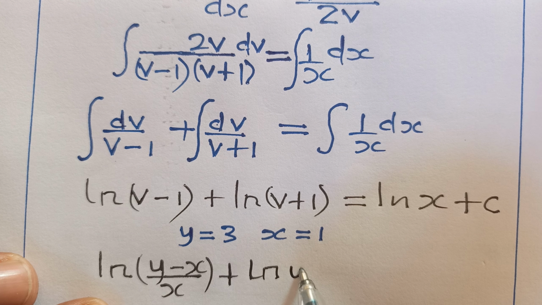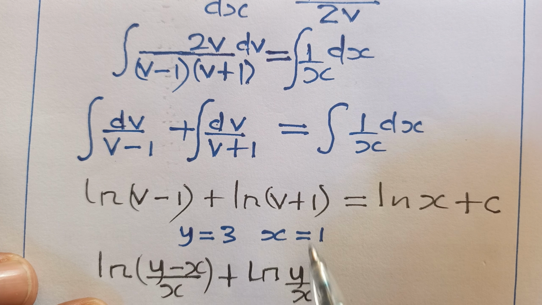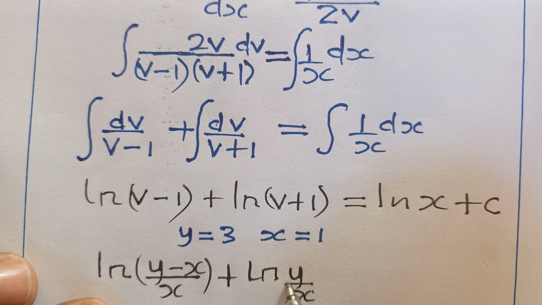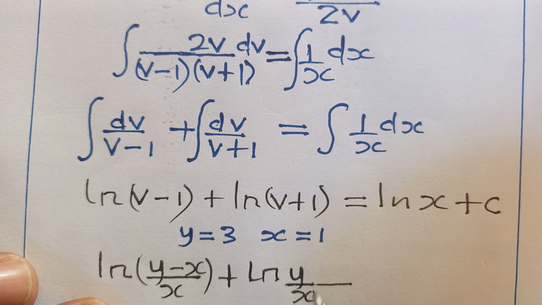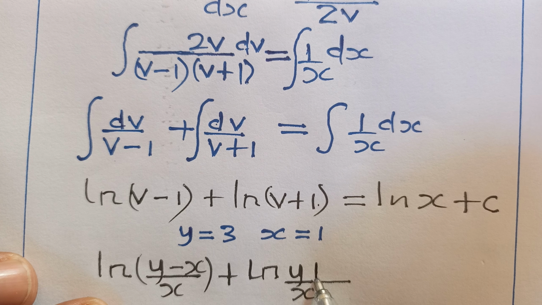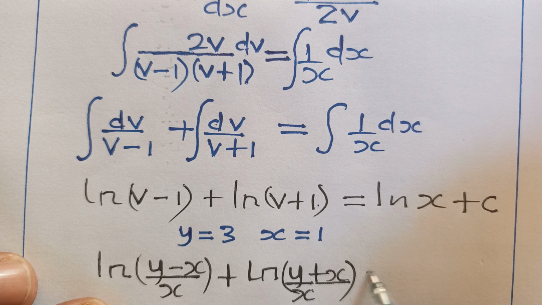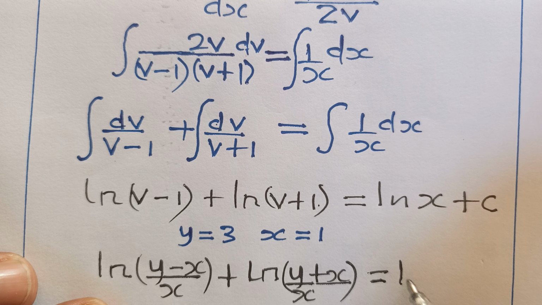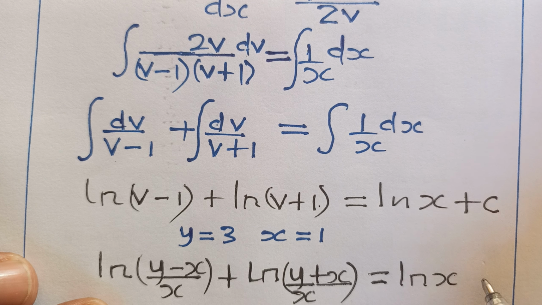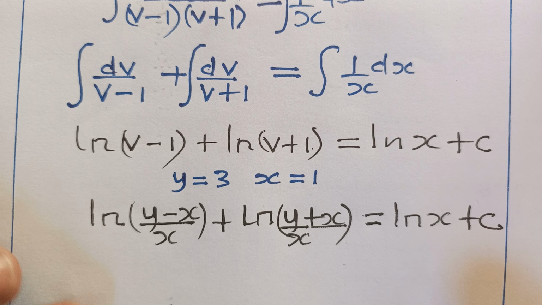So instead of writing y over x plus 1, guys, I can write all of it under the same denominator, and that one means multiplying by x. That is 1 multiplying by x. Like that. This is equal to natural log of x now plus c. Guys, this is our equation now.